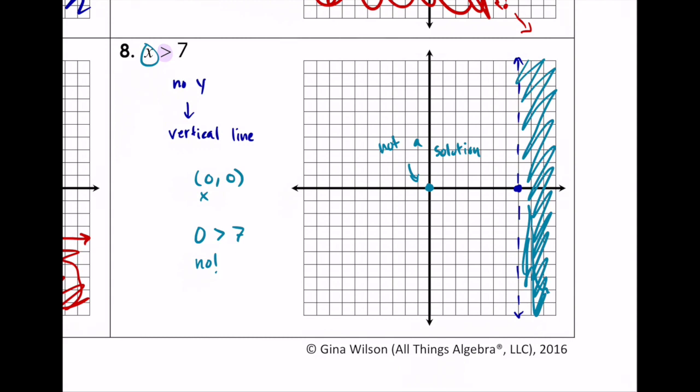So a big takeaway here is that the solutions are all in the shaded part of the graph. If it's not a solution, it's not going to be shaded in.